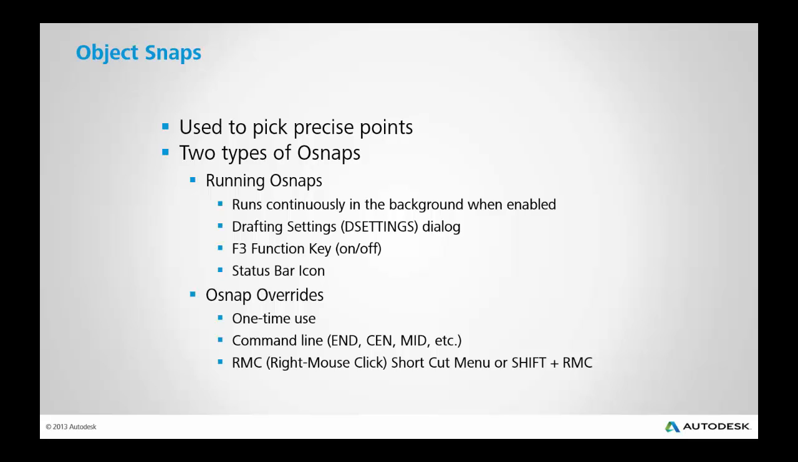You could type in QUA for quadrant in order to override your running OSNAPs and select that quadrant point. You could also use the right mouse click shortcut menu, or even shift right mouse click at any time. The one thing to keep in mind is, in order for OSNAPs to work, you do have to be in a draw or modify command.